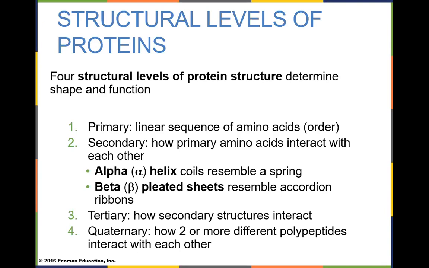Secondary structure, the alpha helix, is a very common type of shape for our protein. It sort of resembles how a DNA strand looks. The alpha helix looks something like this. And so elastic fibers are like this.